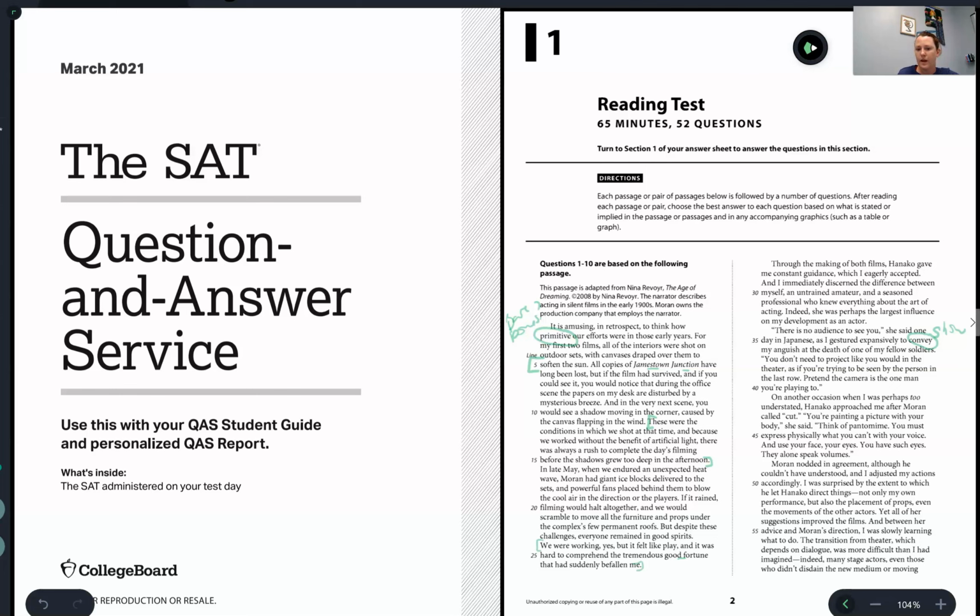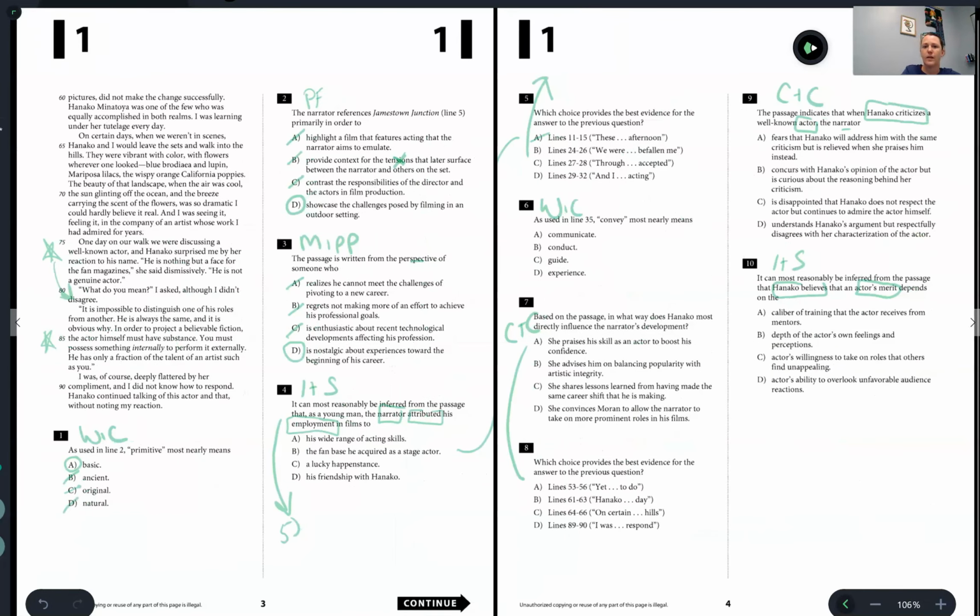"We were working, yes, okay, employment, but it felt like play, and it was hard to comprehend the tremendous good fortune that had suddenly befallen me." Okay, so this may be it, because it talks about him working, and it says that he is working because of good fortune or luck or something wonderful happening. So we can hold on to that one. He's at least working in it. 27 through 28.